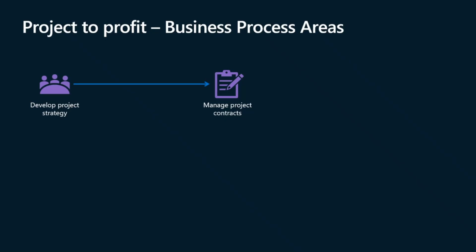Manage contract. In the project contract management process, the aim is to gather client requirements, estimate resources, calculate costs, create a proposal, and present it to the customer. The goal is to define a precise scope, establish a timeline, and set a budget for the project.